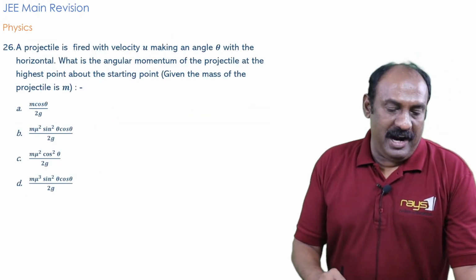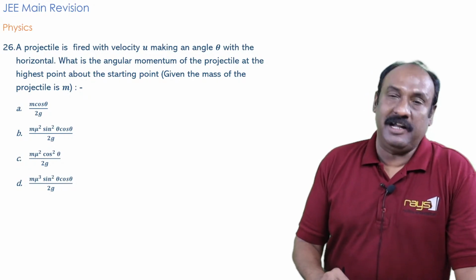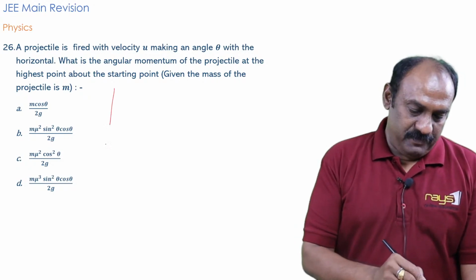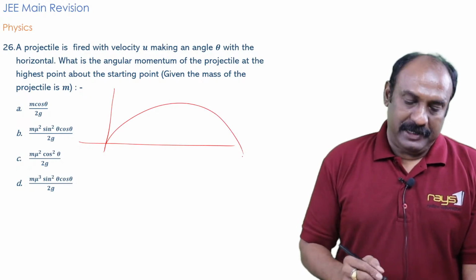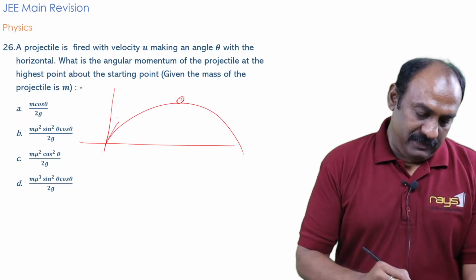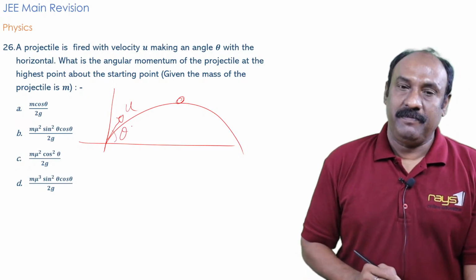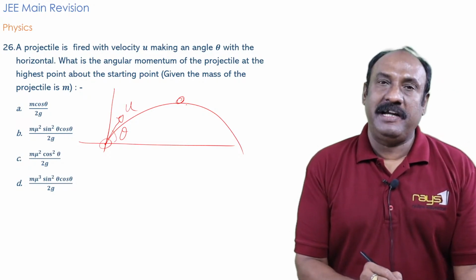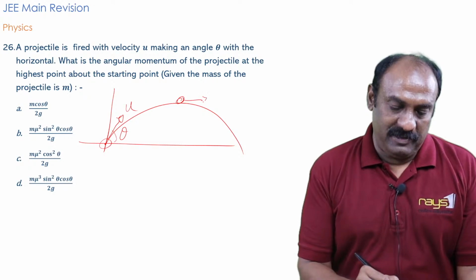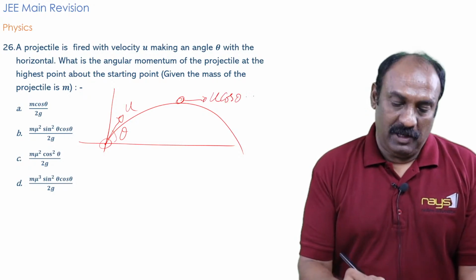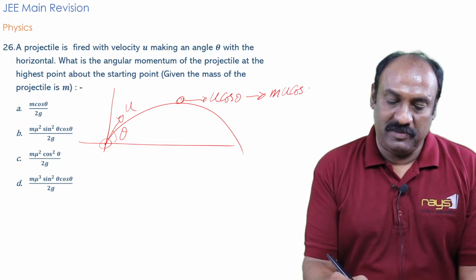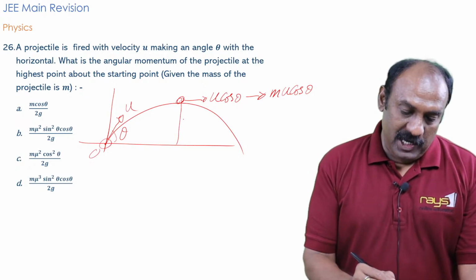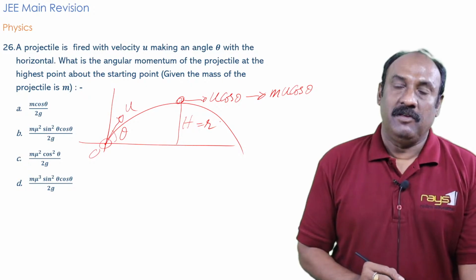A projectile is fired with velocity u making an angle theta with the horizontal. What is the angular momentum of the projectile at the highest point about the starting point? For a projectile at the highest point, when it is projected with velocity u at an angle of projection theta, we have to calculate angular momentum about this point of projection. At the highest point of its path, the velocity is u cos theta. So, along this direction momentum is mu cos theta. About this point O, the perpendicular distance r equals h.